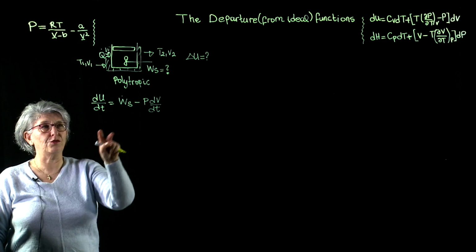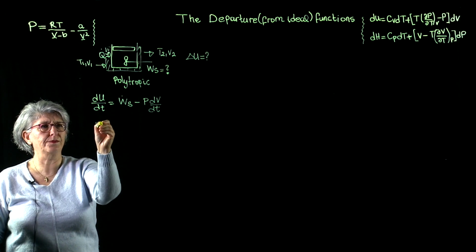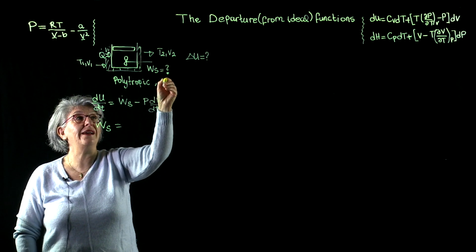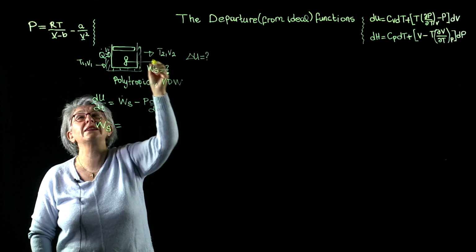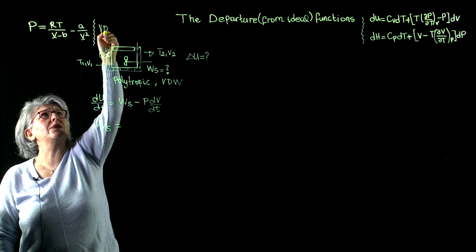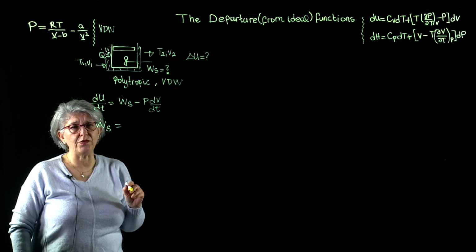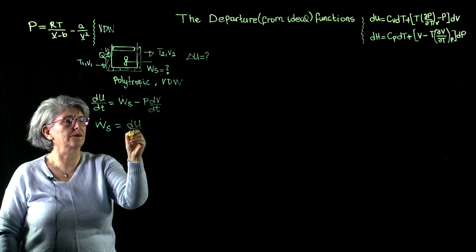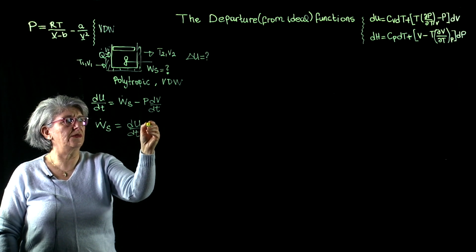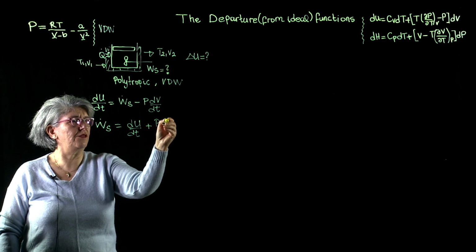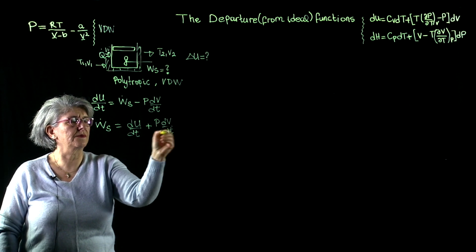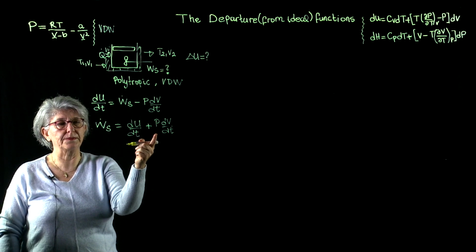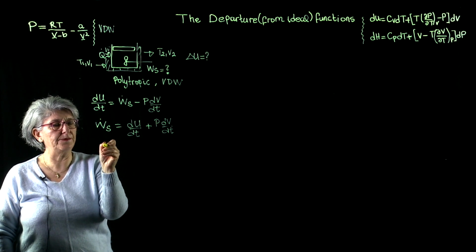Now the shaft work is going to come to be equal to, and of course we have now a van der Waals fluid, right? This is our van der Waals equation of state. That the shaft work is equal to du over dt plus p dv over dt. All right. So this is what we are looking for. We are going to take the integrals. Let's just do the algebra.